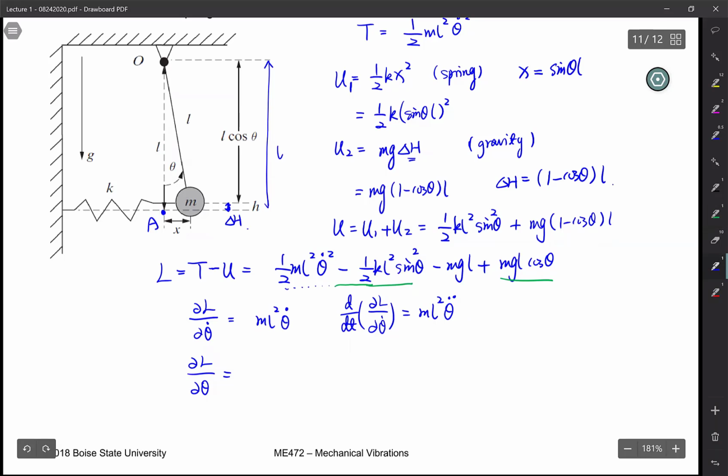Okay, so it becomes negative k L squared times... okay, let me express this out. Negative half k L squared, and then the 2 should be taken off, sine theta. And then you also have to do one more derivative with respect to sine theta. So you have a cosine theta afterwards. And then for the second term, cosine theta becomes minus sine theta.